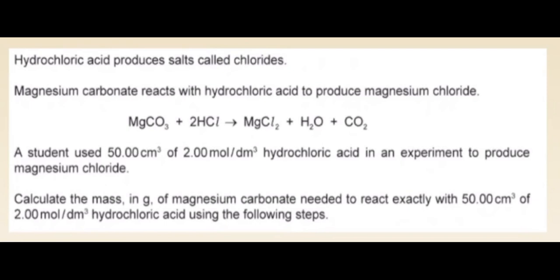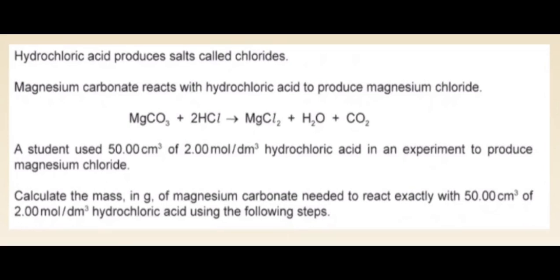So hydrochloric acid produces salts called chlorides. Magnesium carbonate reacts with hydrochloric acid to produce magnesium chloride, and there's the balanced equation. A student used 50 centimeters cubed of 2 moles per decimeters cubed hydrochloric acid in an experiment to produce magnesium chloride. Calculate the mass in grams of magnesium carbonate needed to react exactly with 50 centimeters cubed of the 2 mole hydrochloric acid.